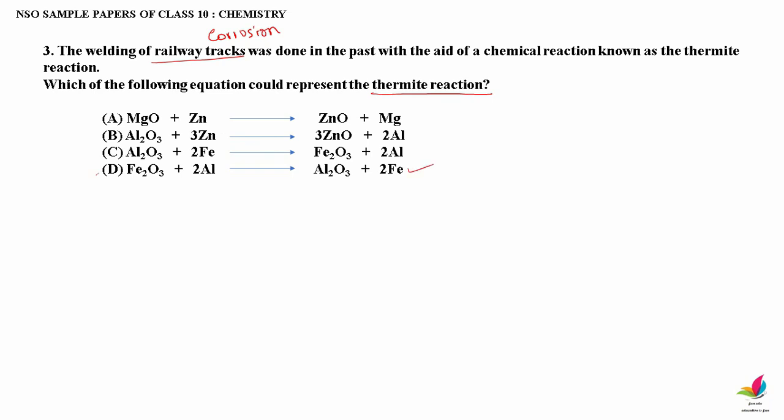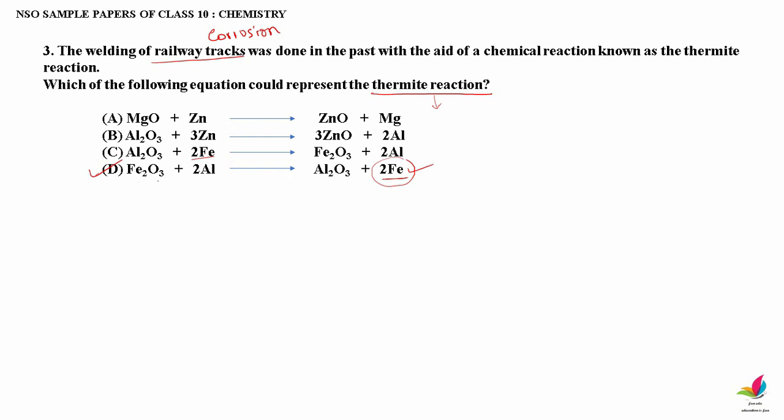I hope you know why it is D, because in railway tracks, as I already said, we are using iron, correct? To weld the railway track we are going to use iron, so iron should be the product, not the reactant. The only reaction where the product is iron is D, obviously. So now let's see how the thermite reaction actually happens. The answer is D, so we'll discuss it here. What happens in the thermite reaction?